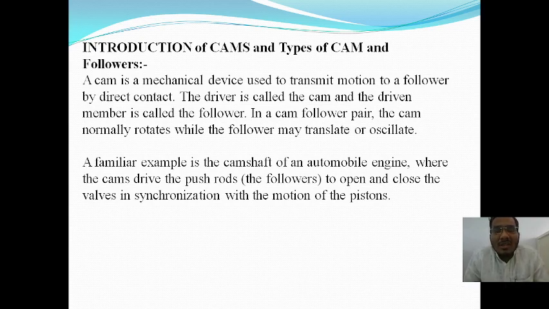Now we are seeing a different form of the cam definition, so you may choose one of the definitions to write in the exam. A cam is a mechanical device used to transmit motion to the follower by direct contact. Here there is no indirect contact to transfer the motion from cam to follower. You have to remember this. The next one: the driver is called the cam and the driven is called the follower. You know very well what a driver is.